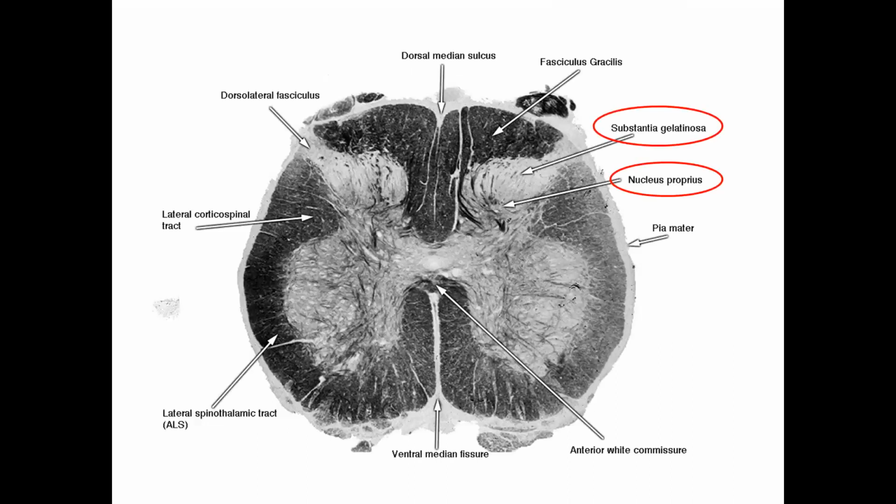All right, so here is the posterior gray column. This area is called the substantia gelatinosa. This area is the nucleus proprius. Okay, so they have cell bodies for pain, temperature, touch, and joint position sense, vibration, and discriminative sense.